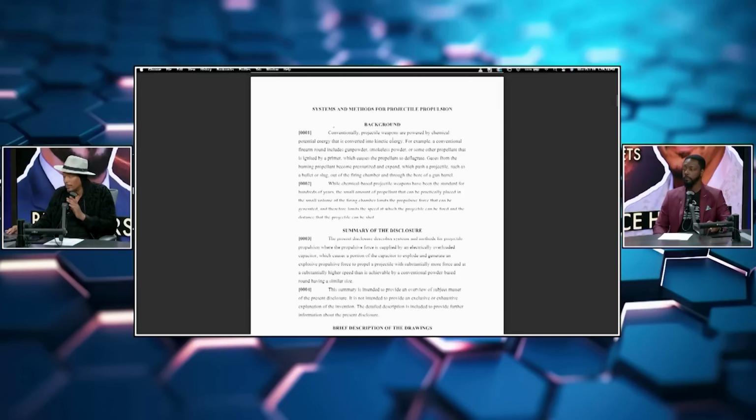projectile weapons are powered by chemical potential energy that is converted into kinetic energy. For example, a conventional firearm round includes gunpowder, smokeless powder, or some other propellant that is ignited by a primer, which causes the propellant to deflagrate. Gases from the burning propellant become pressurized and expand, which pushes a projectile, such as a bullet or a slug, out of a firing chamber and through the bore of a gun barrel. While chemical-based projectile weapons have been the standard for hundreds of years, the small amount of propellant that can be practically placed in the small volume of the firing chamber limits the propulsive force that can be generated and therefore limits the speed at which the projectile can be fired and the distance that the projectile can be shot.